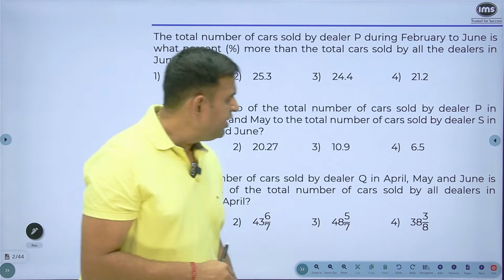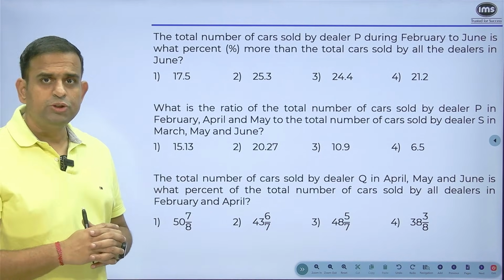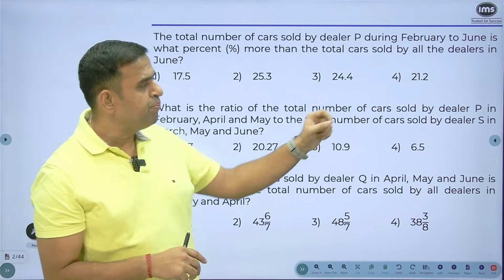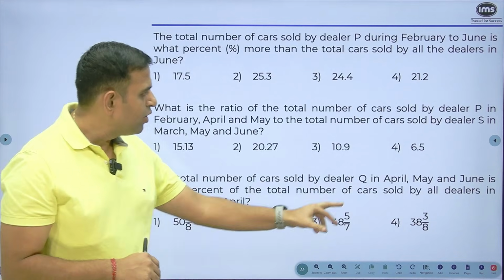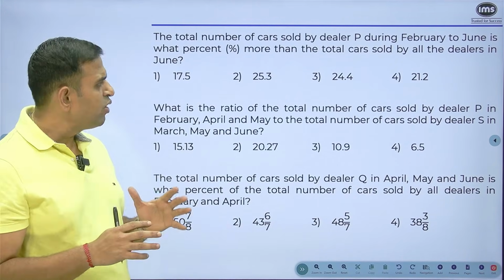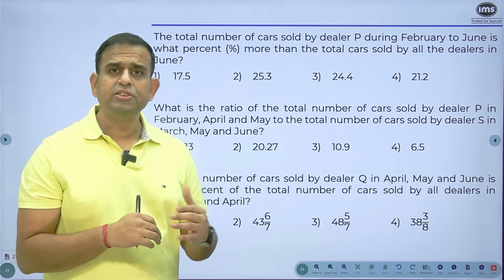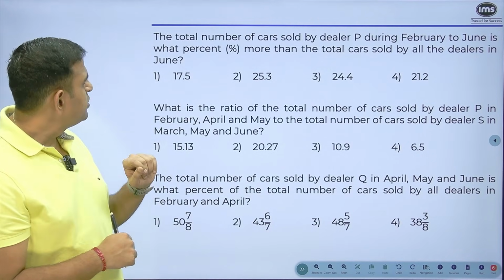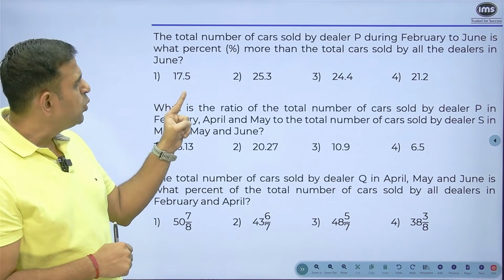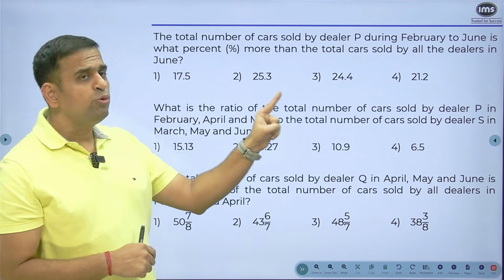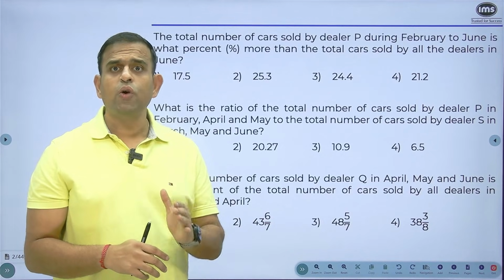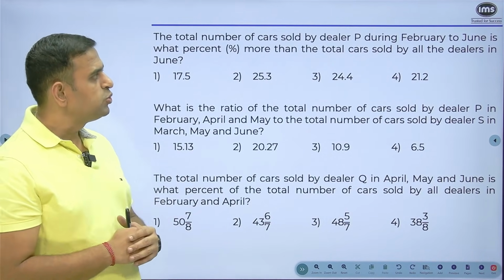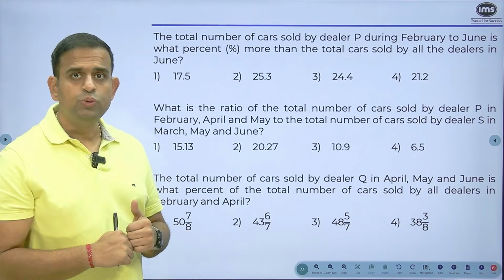So these are the 3 questions. If you see the 3 questions, you will understand that 2 questions are talking about dealer P. One of them wants to focus on dealer Q. At the same time, we are not really concerned about the total car sales by the dealer on all the 6 months. If I read the first one: the total number of cars sold by the dealer P during Feb to June, please note Feb to June and not January to June, is what percentage more than the total cars sold by all the dealers in the month of June.